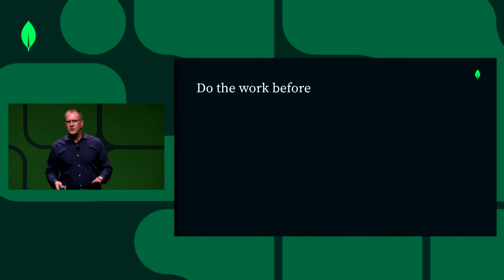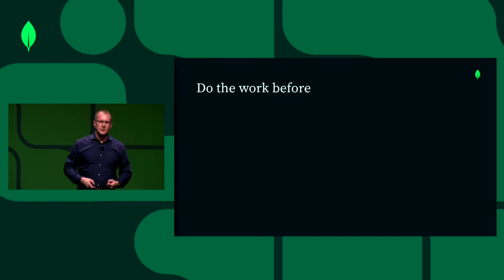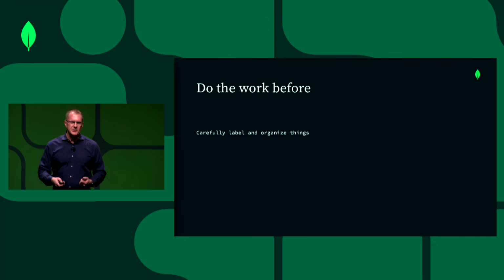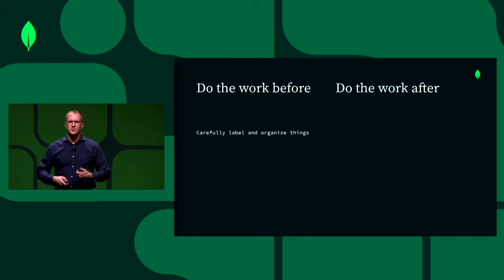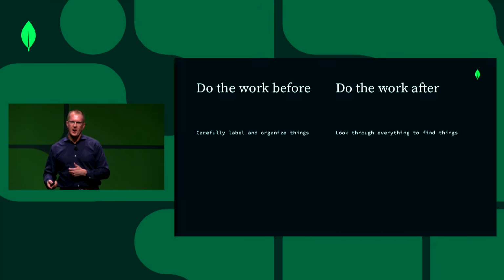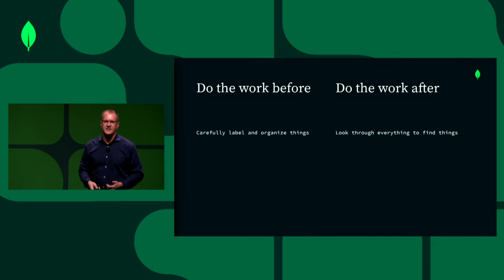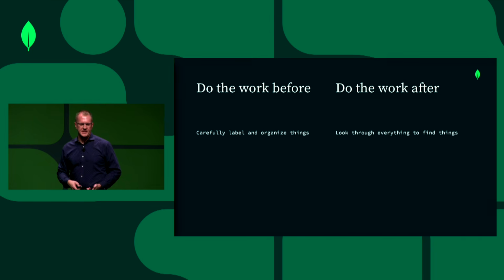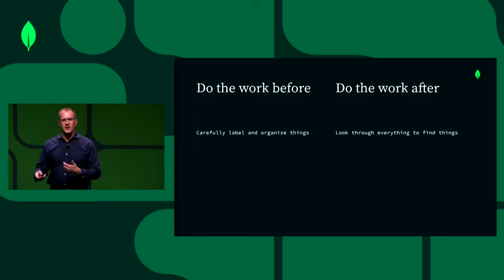So we do the work beforehand. We organize and carefully label things. And we do that so we don't have to do the work afterwards, looking through everything to find things. And this is a trade-off, and we're going to get into some of those trade-offs of the work that we do beforehand and being able to not have to do that work afterwards.